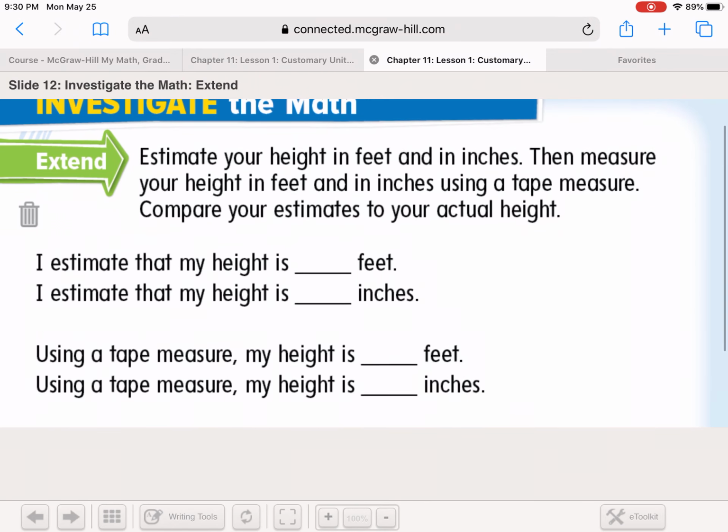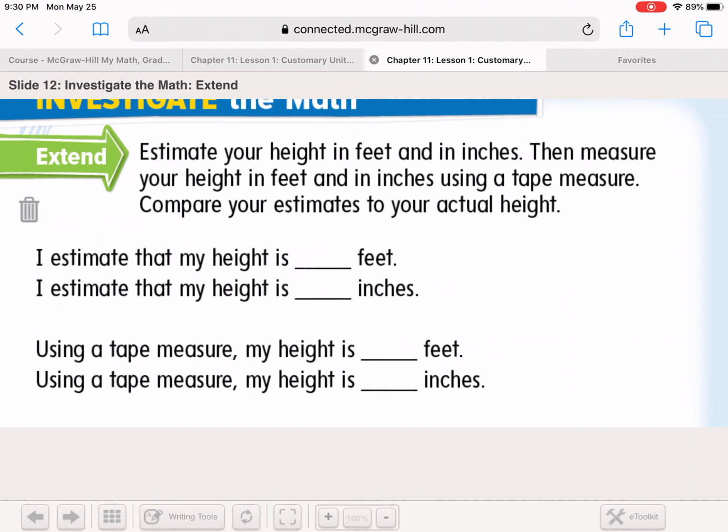All right. So it says, estimate your height in feet and inches. Then measure your height in feet and inches using a tape measure. Well, we can't do that. Now, if we were in the classroom, we would have had fun with this.